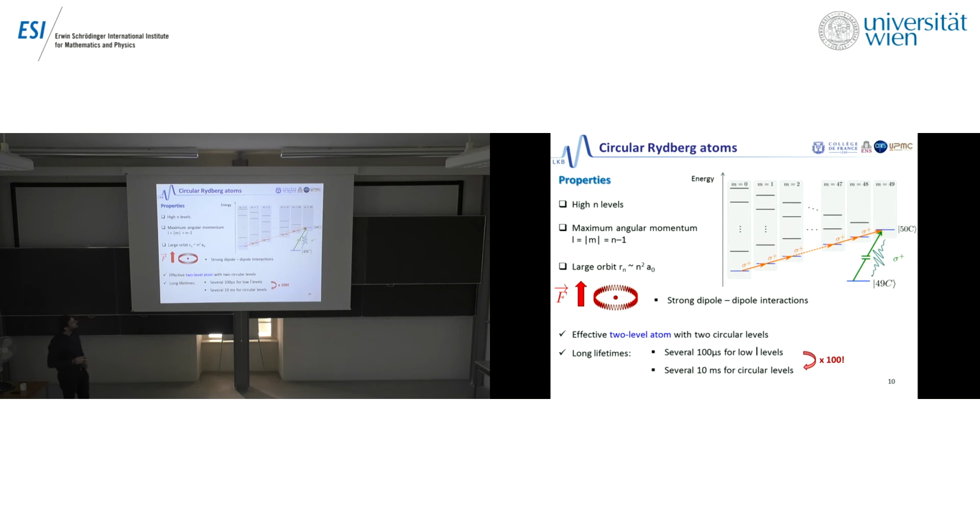But what's interesting is that you can first encode a spin 1/2 in two neighboring circular states. That's one of the key ingredients that we needed for our quantum simulator. And in addition, they have very long lifetimes. These states can only decay to neighboring circular states. They have no optical transitions, so they have lifetimes in the range of several tens of milliseconds. That's a factor of 100 improvement already with respect to low angular momentum states.